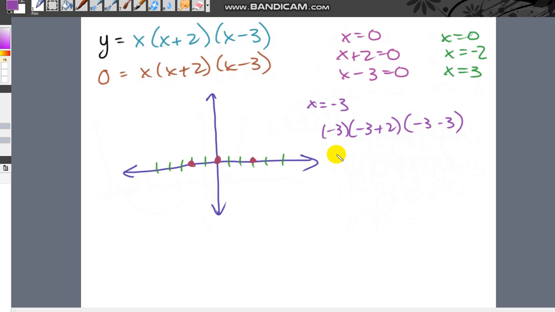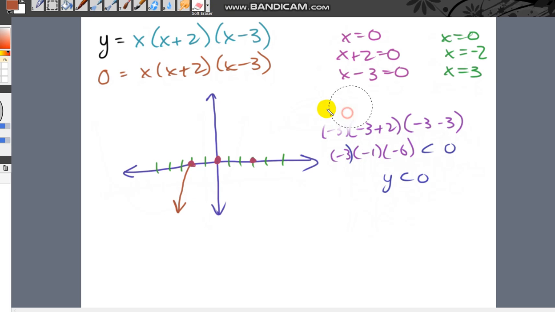So if I were to go ahead and plug this in, this is -3 times -1 times -6. As you can see here, oops, I forgot the parentheses. So we have a negative and a negative and a negative. Two of them are going to cancel out to become positive, and what we know is that this value is going to be less than 0. Since this y value is going to be less than 0, that means when x is negative 3, the y value is less than 0. So what that implies is that this graph is going to come down. It's going to look something like this, wherever that point is. I don't know exactly where that point is. Maybe it's there.